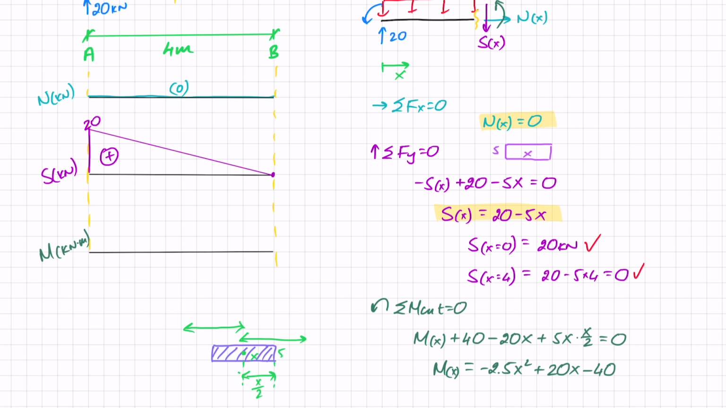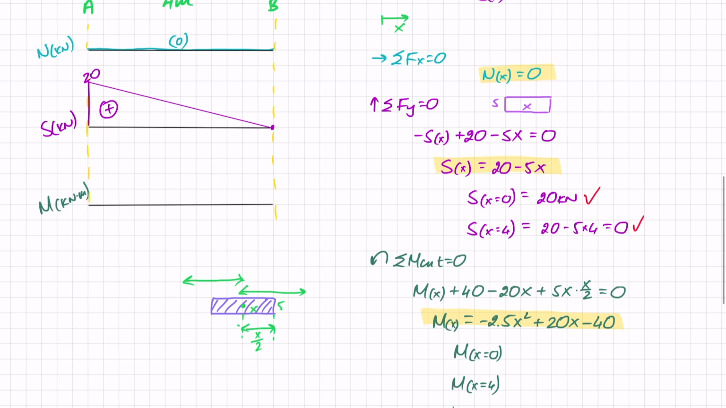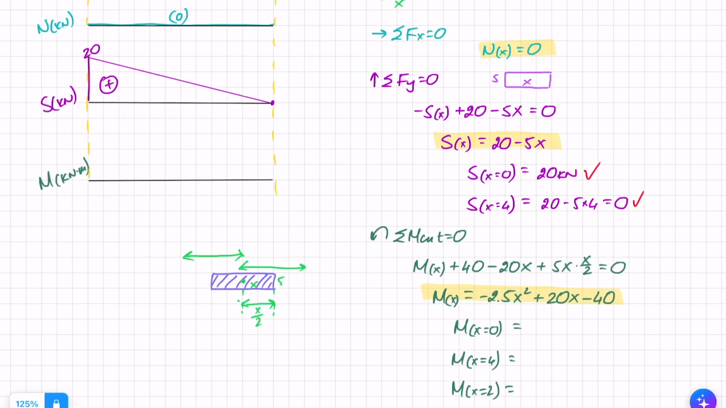And we can see already here that this is a parabola, so whatever I draw has to be parabolic. Let's check out a few points. Let's check what happens when x equals 0 and when x equals 4, so at point A and point B. Let's also see what happens at the middle when x equals 2. So when x equals 0, you can quickly see that I get minus 40 kilonewton meters. Once again, that makes sense, right? Because that is the reaction moment. When x equals 4, I can see that I get 0, which again makes sense. That's a free end. The moment should be 0.